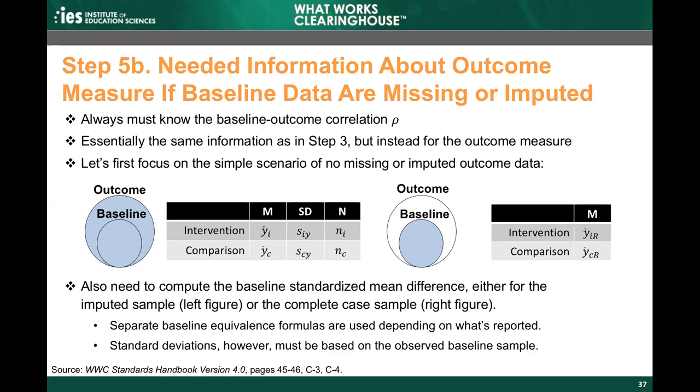We also need to compute the baseline standardized mean difference, but there's flexibility in what that difference can be based on. So either it can be based on the imputed sample, as in the left figure, that is, we compute a standardized mean baseline difference that's based on both observed and imputed baseline data, or we can base that standardized mean baseline difference on the complete case sample, in the right figure. And the basic idea is that separate formulas are used depending on what's reported, but the WWC procedures can handle either scenario. But importantly, the standard deviation must be based on the observed baseline sample. The standard deviations cannot be based on imputed data.